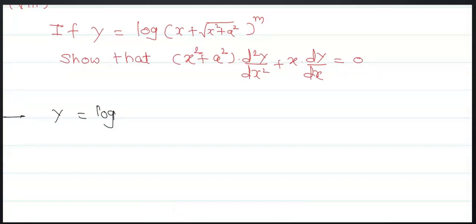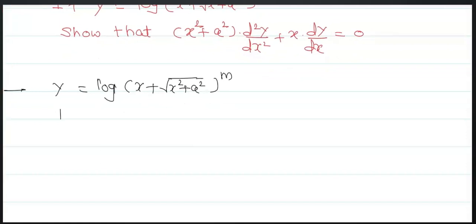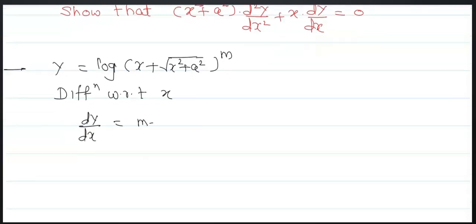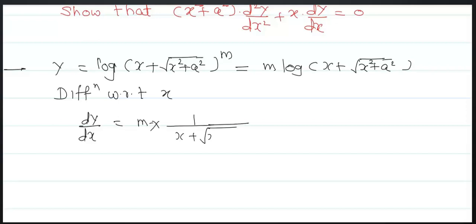Now y is equal to log of (x plus root of x² plus a²) raised to m. Differentiate this with respect to x. dy/dx is equal to m, by using the rules of the logarithm, m into log of (x plus root of x² plus a²), 1 upon (x plus root of x² plus a²) into d/dx of (x plus root of x² plus a²).